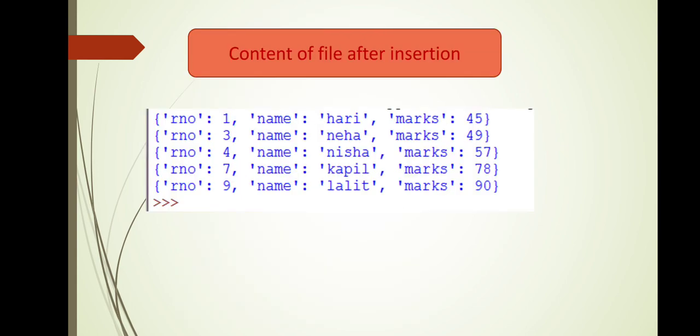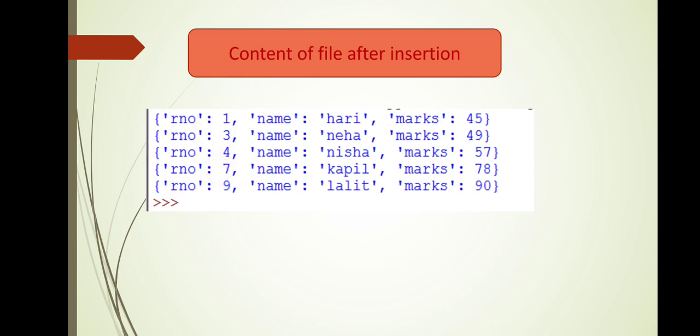Now see, when the code is executed, this is how the result will be shown. This is the content of student.dat when displayed after the execution of the code, it will be as it is, as you can see over here. 3 is inserted between 1 and 4.